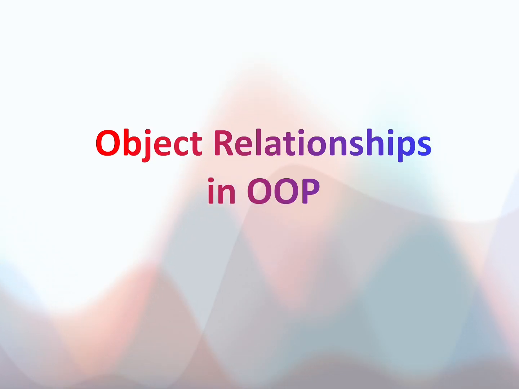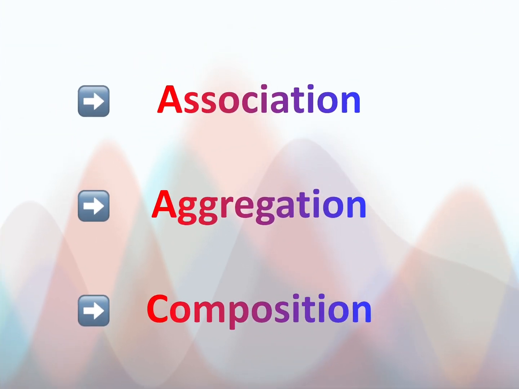Hey learners, so let's start with a simple but powerful idea here. Object relationships in OOP. Basically, we will be understanding these three concepts here: association, aggregation, and composition.